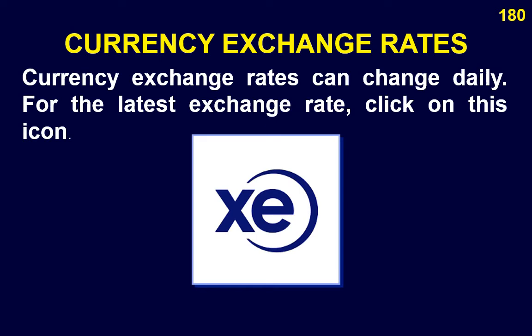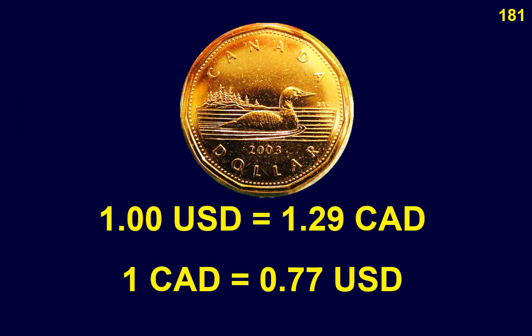Chapter 27. Money of Canada. Currency exchange rates can change daily. For the latest exchange rate, click on this icon. $1 equals 1.29 Canadian dollars. 1 Canadian dollar equals 0.77 US dollars.